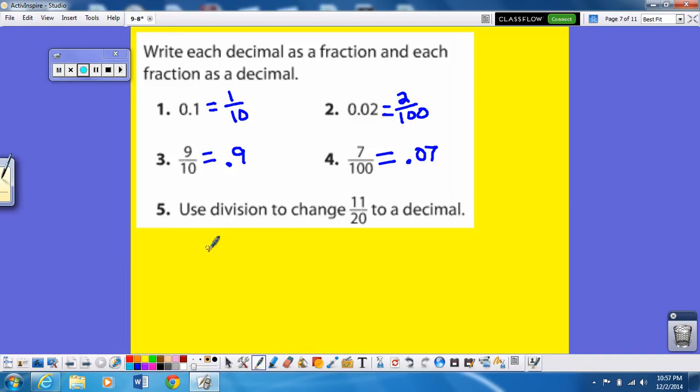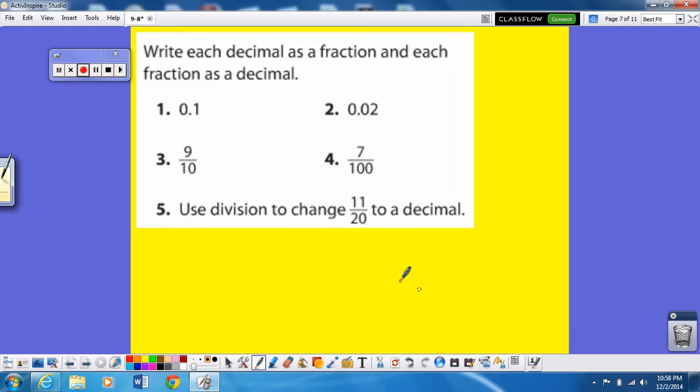Now, on number 5, 11/20ths, we change that to a decimal. Let me show you another way you can do this. When I look at 11/20ths, I know that I could use equivalent fractions to make this into hundredths. And if I do that, my decimal is going to come very easily. So to get from 20 to 100, I would have to multiply times 5, which means I'm going to have to do the same thing to the numerator, times 5. 11 times 5 is 55. So I know 11/20ths as a decimal is 55/100ths, and this is how it would look.